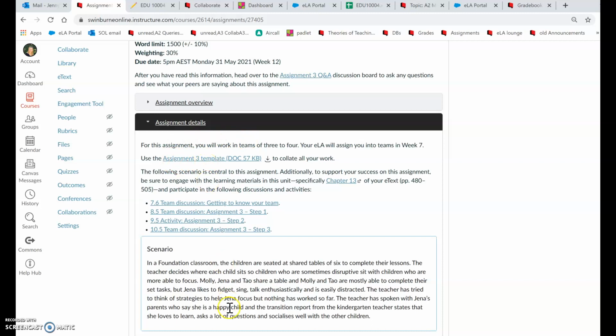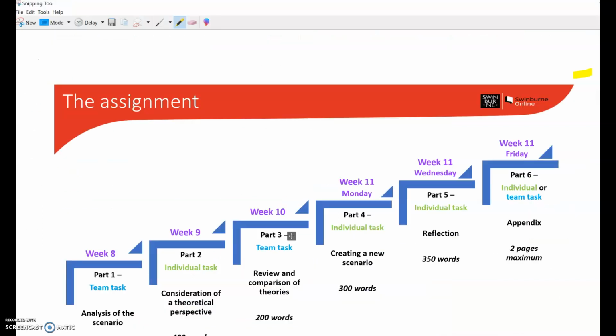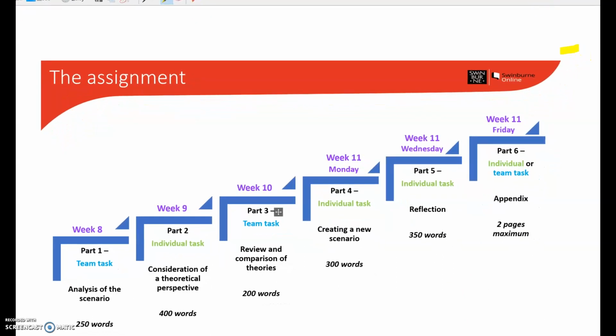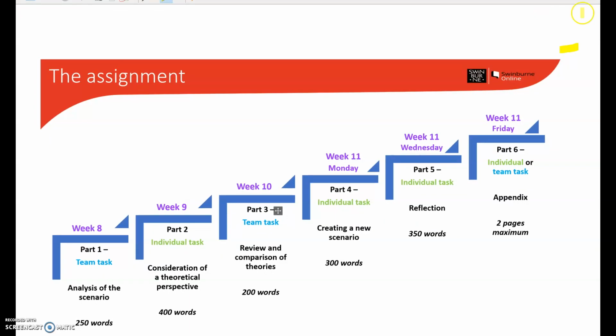So before we go into this, I'm just going to show you a little visual of what our assignment is. So in our assignment, let me move this down a little bit. In our assignment, we've got 6 parts. And in these 6 parts, you will be mainly working on your own. So you can see here, we've got team task in part 1, a team task in part 2, and they're the only elements that you will need to complete alongside your teammates.